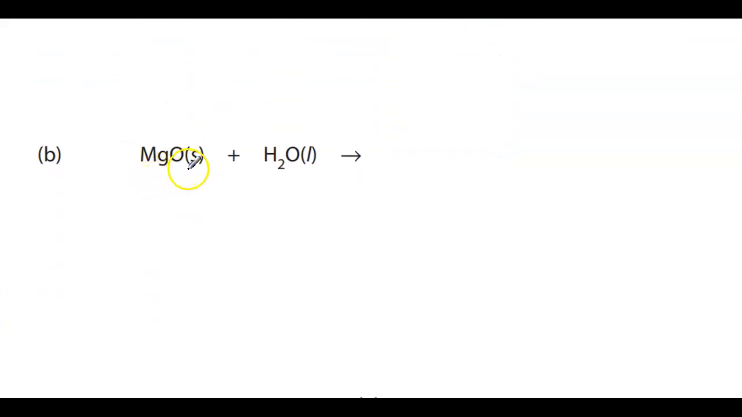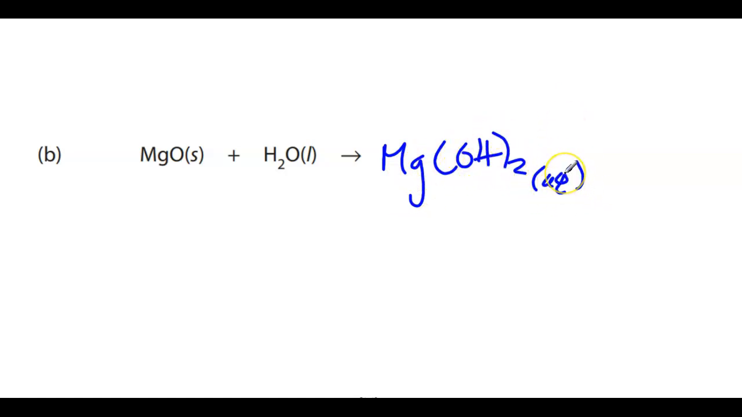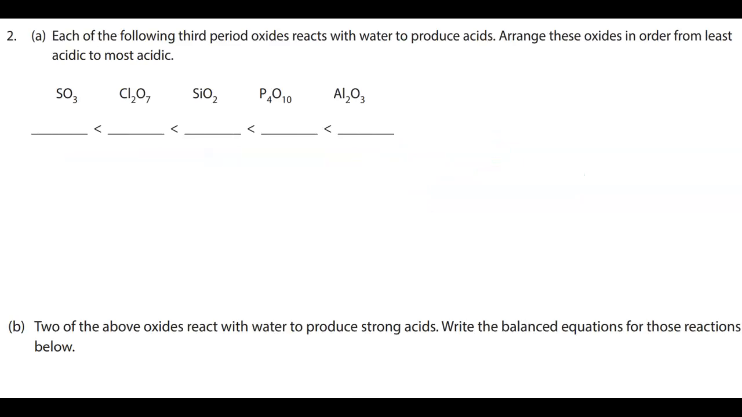Okay, for B, we have a metal again. So metal with oxygen, so it's magnesium. It's not beryllium, which means it's not an exception. So this is going to create magnesium hydroxide. And you would do the crisscross rule as normal. And then I think this guy's already balanced. Yes. Okay.